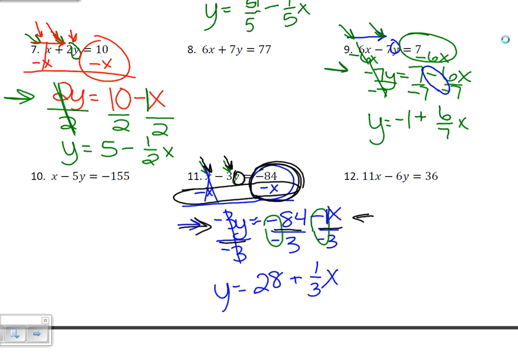So at this point you're going to stop and you're going to do section 3.7 checkpoint 1. So 3.7 checkpoint 1.